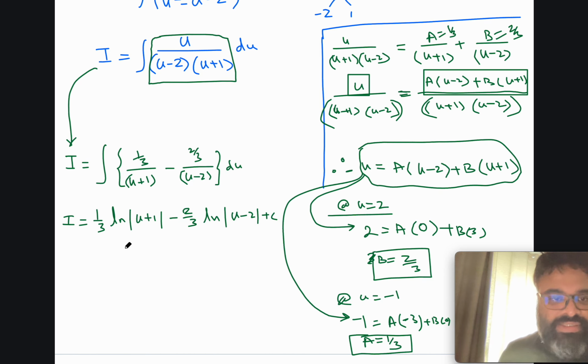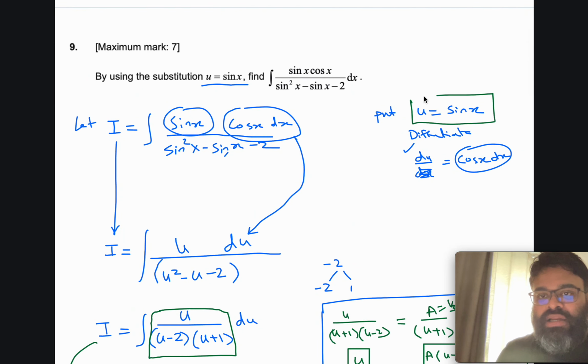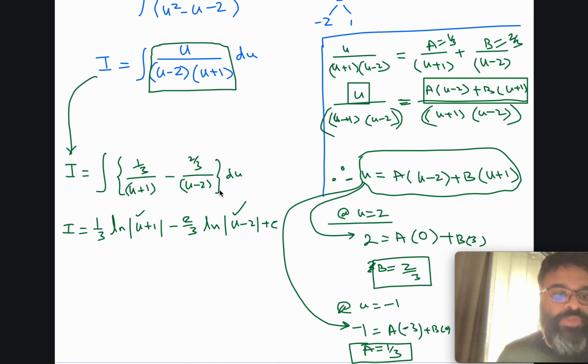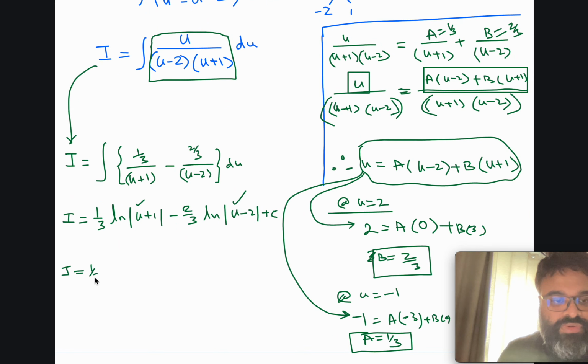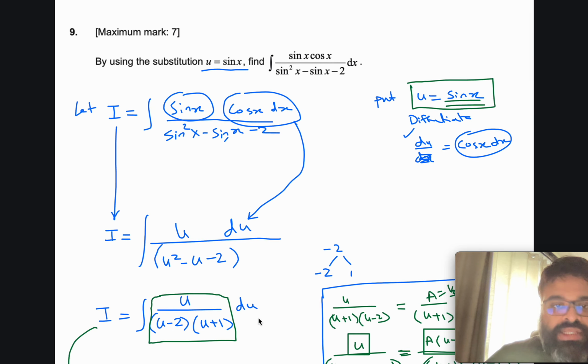Once this integration is solved, we have the answer in terms of u. But now we have to replace it back and write it in terms of x. So let's replace u by sine x. I is equal to 1 over 3 ln of sine x plus 1 minus 2 by 3 ln of sine x minus 2, plus c. You can leave it at that. That's the answer for question number 9.